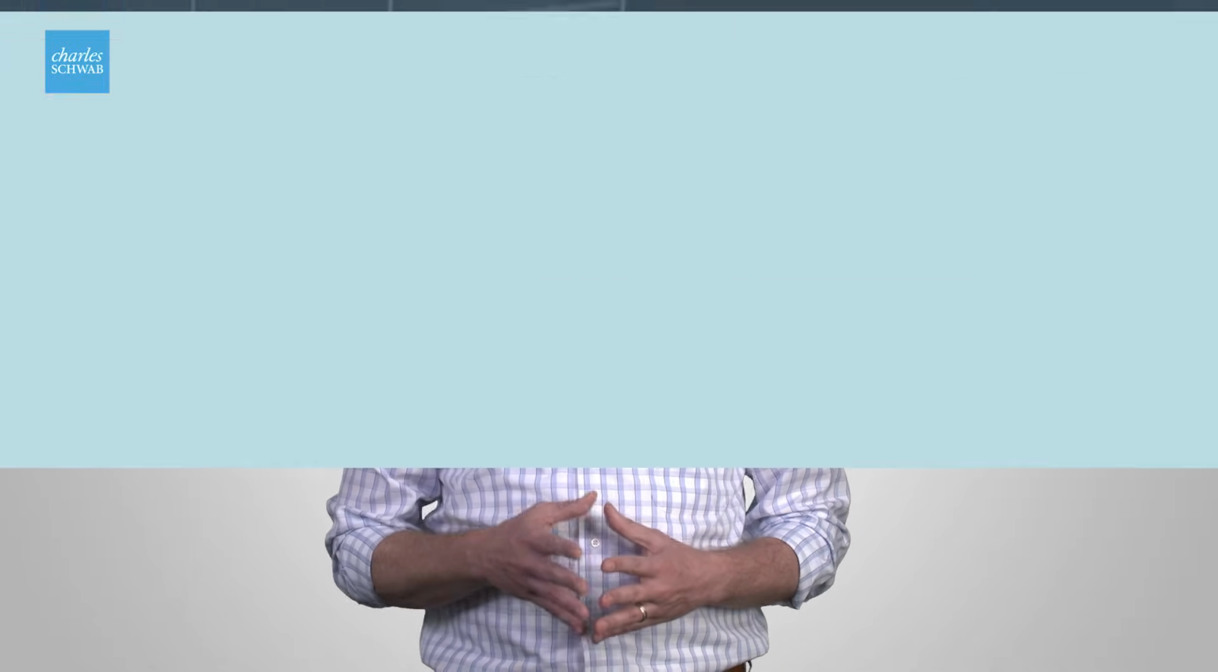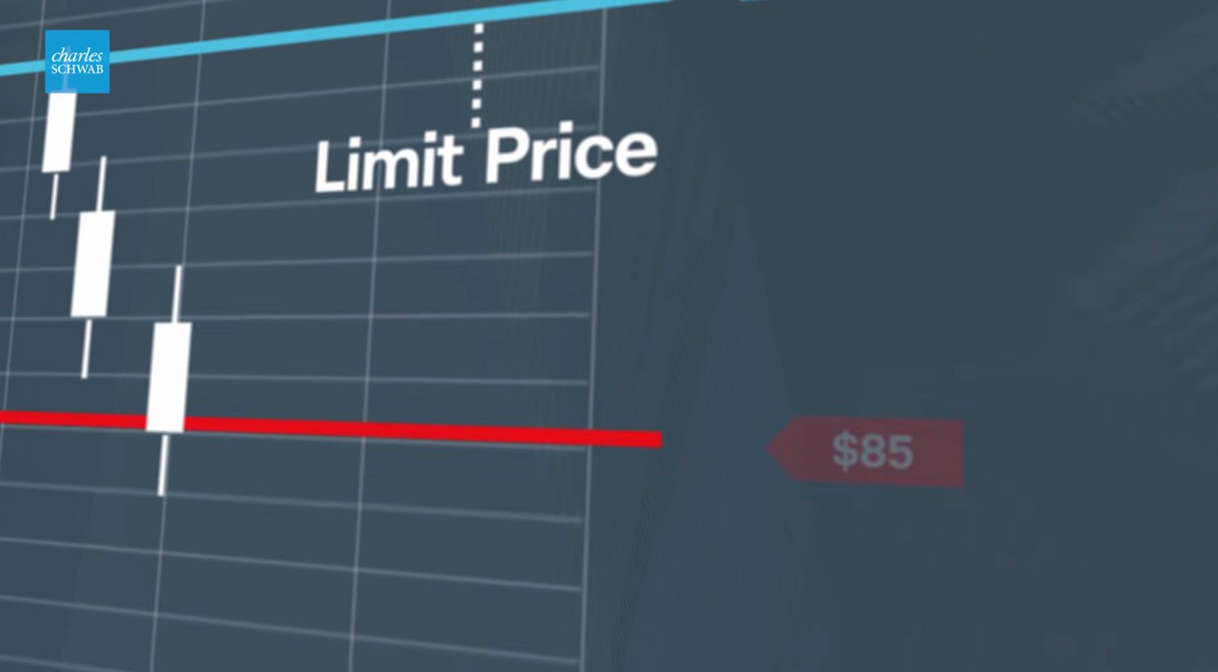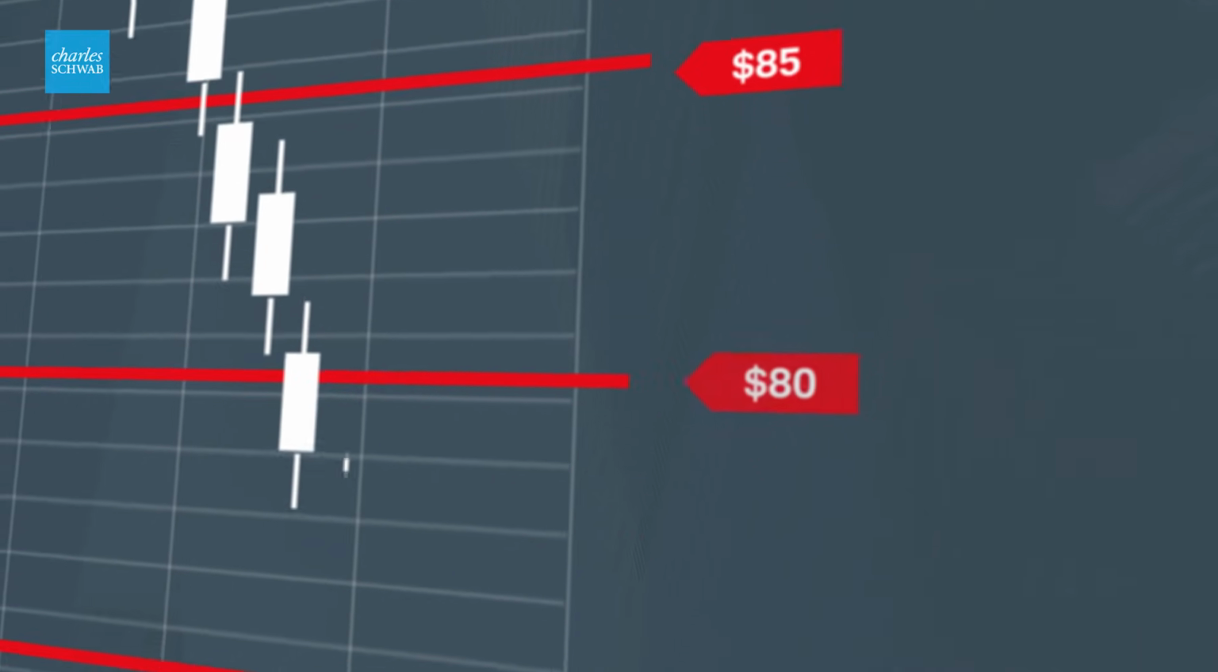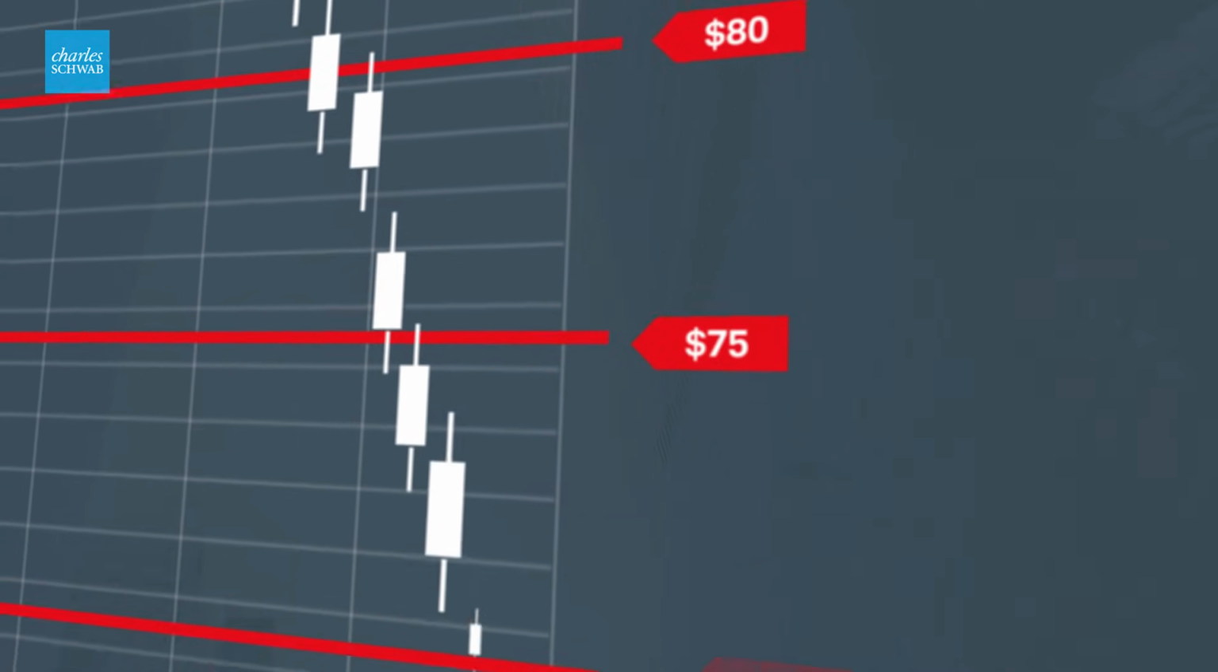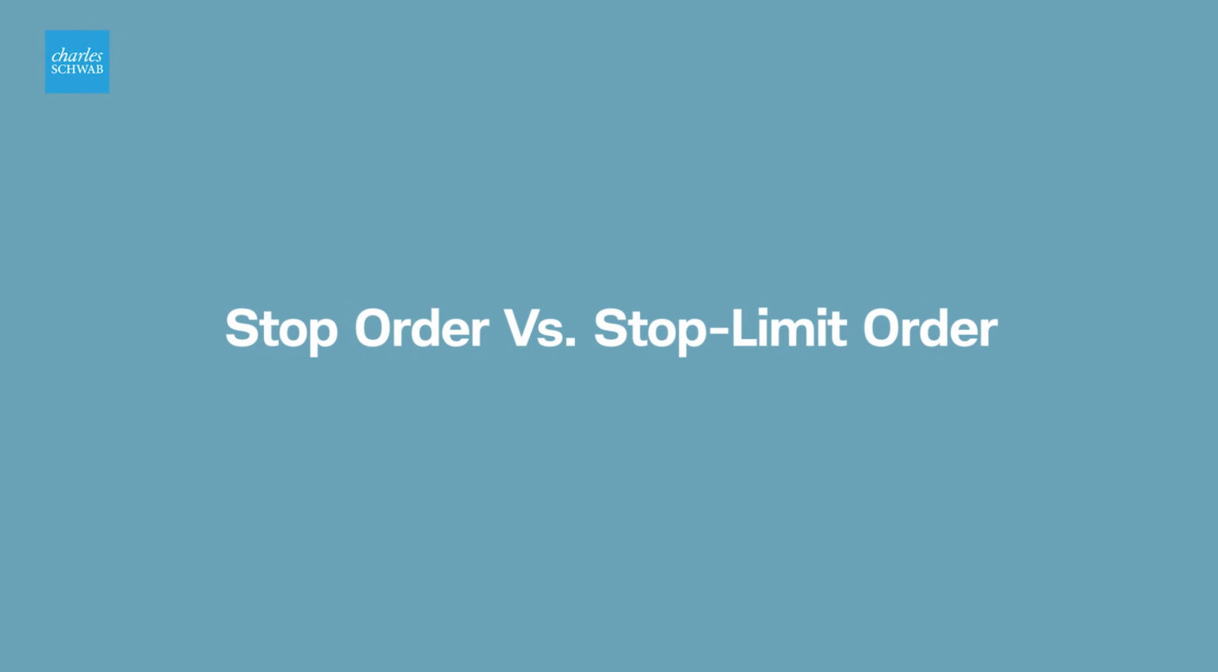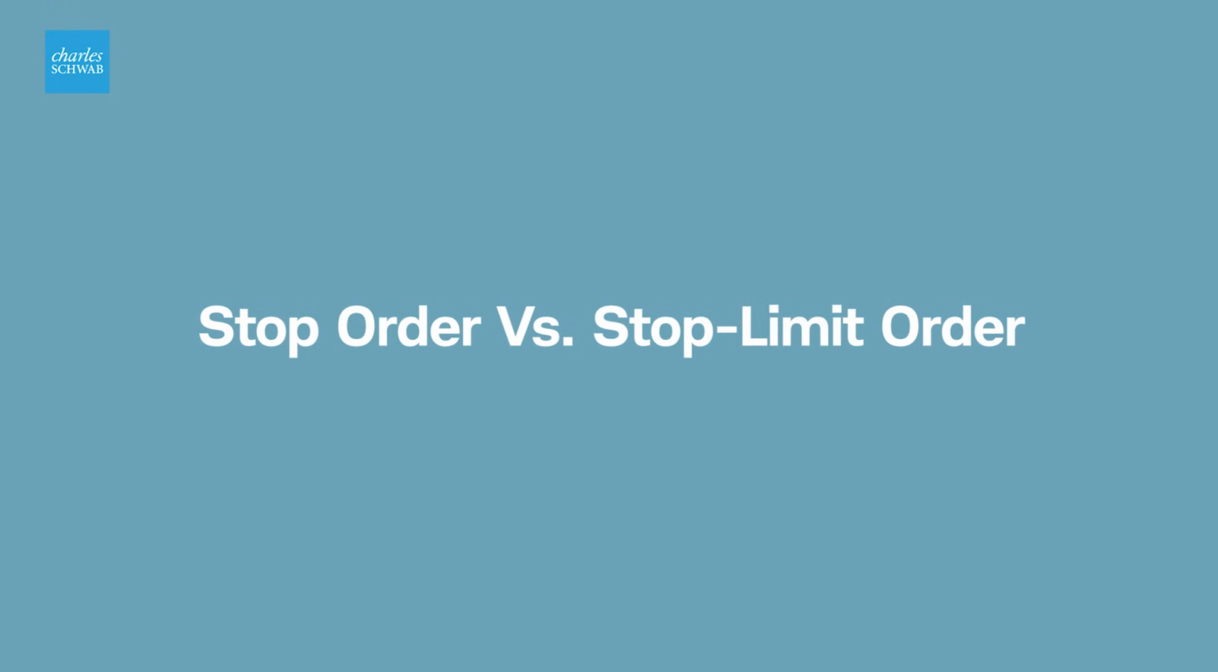You might think this is a better approach, but what if that price didn't rebound and instead continued to fall, hitting $85, $80, $75, or even lower? Now you're left holding those shares while their market value evaporates. So when does it make sense to use a stop versus a stop limit order?